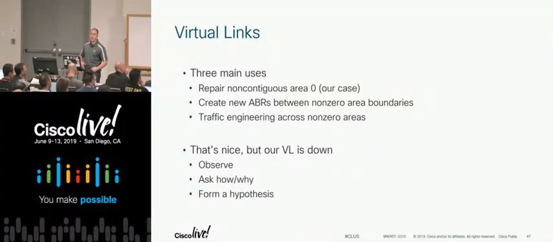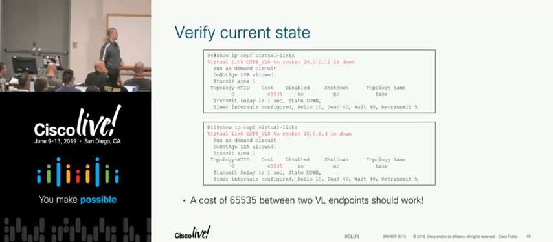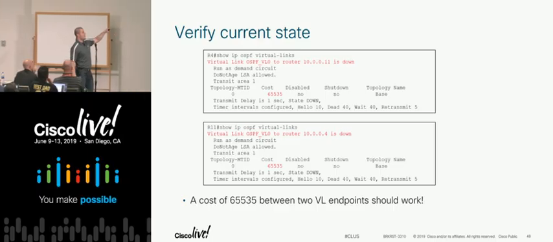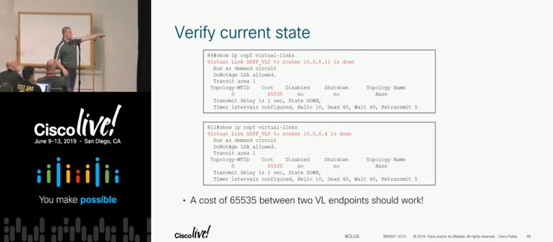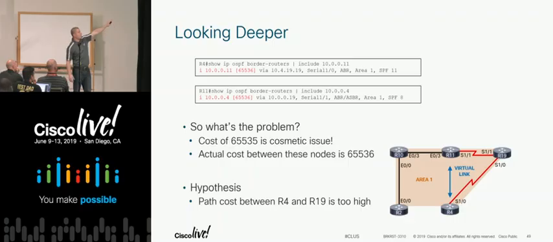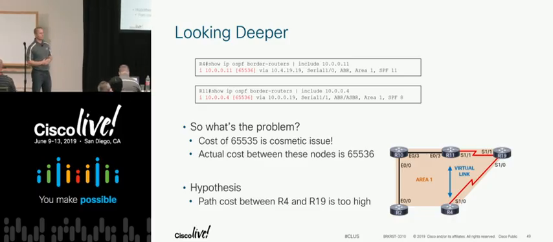So now we'll just quickly backtrack through the slides for people who want to see those. When we did this initial show commands, we saw down on both sides. That cost is valid, so we basically got lied to. Once we looked at our border routers on both sides, we saw that actually the cost is greater than 65535, and it doesn't completely work. So it's a cosmetic issue.